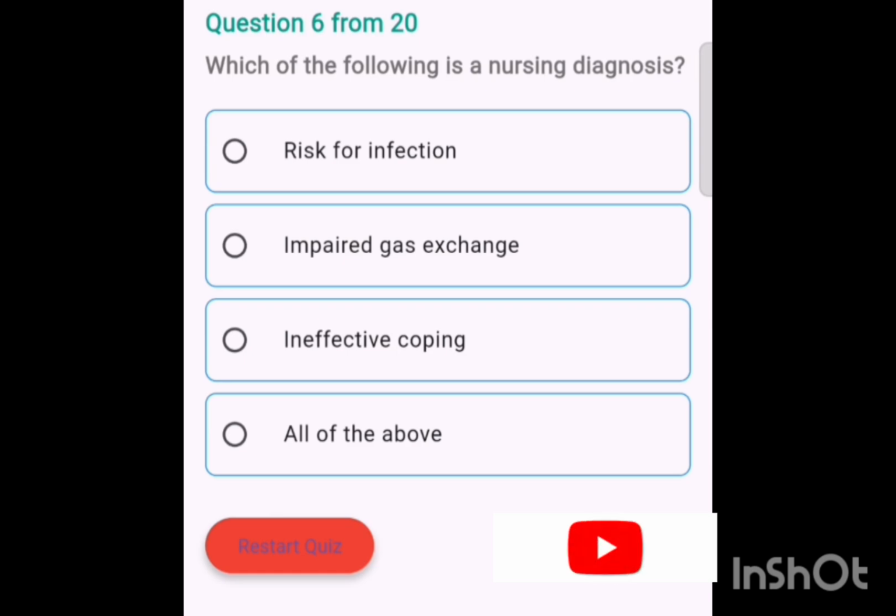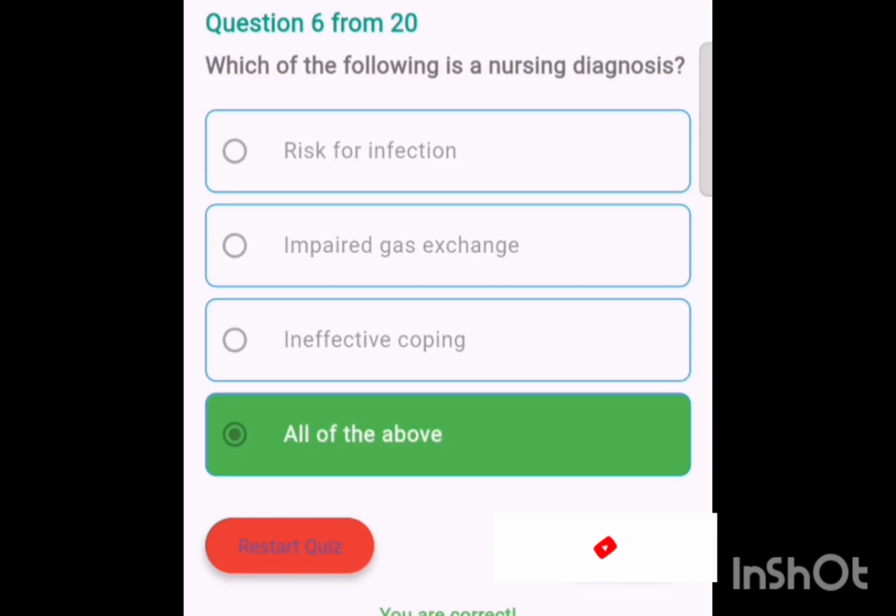Next question. Which of the following is the nursing diagnosis? Options are risk for infection, impaired gas exchange, ineffective coughing, and all of the above. Here, the correct answer is all of the above because a nursing diagnosis is an assessment that reflects a client's actual or potential health problem.